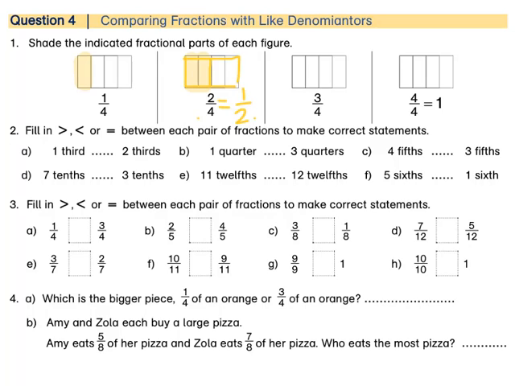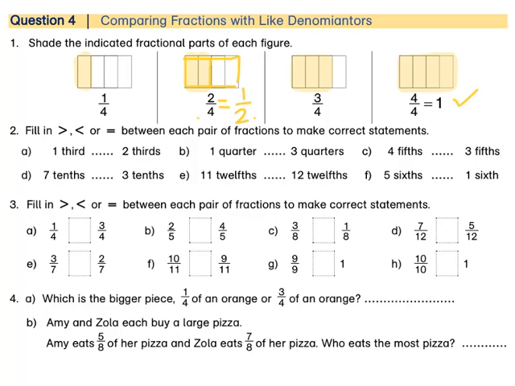Next, 3/4. We have to shade any 3 of the 4 equal parts. And lastly, 4/4 means that we have 4 equal parts and we shade all 4 of them, or the whole diagram. So 4 out of 4 is equal to 1 whole.